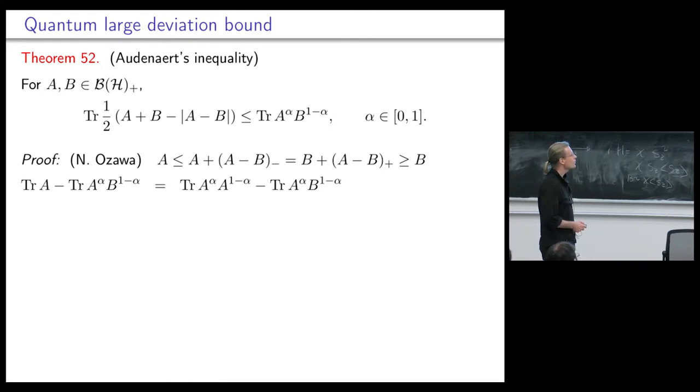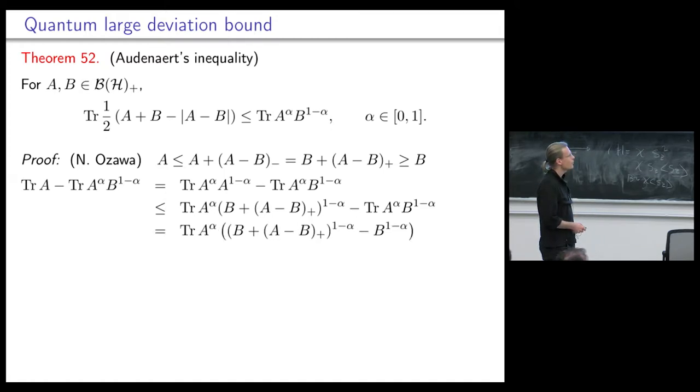Okay. So we start with this expression here. We see that this is a good idea to start. In the first step, we do nothing, just split this A into this product. In the second part, I replace this A by this bigger operator here. And because this power function is operator monotone, I get a larger quantity. Next step, I just rewrite this in this form. This is just rearranging. And then again, I can replace this A here by this larger operator to the power alpha, because the alpha power is operator monotone.